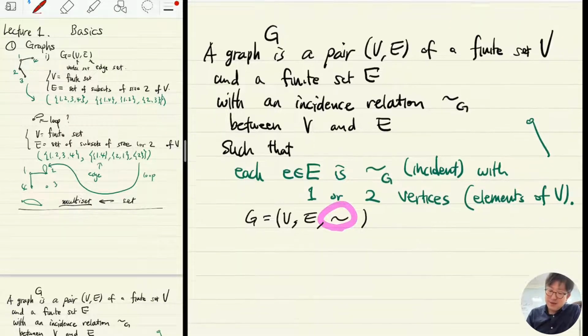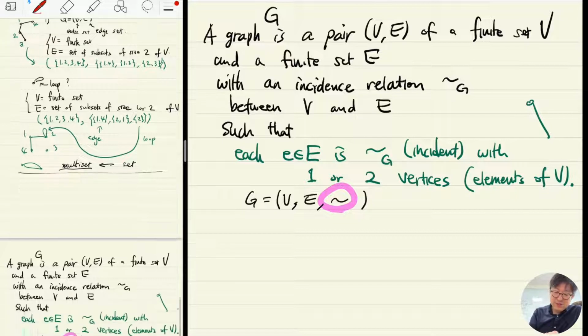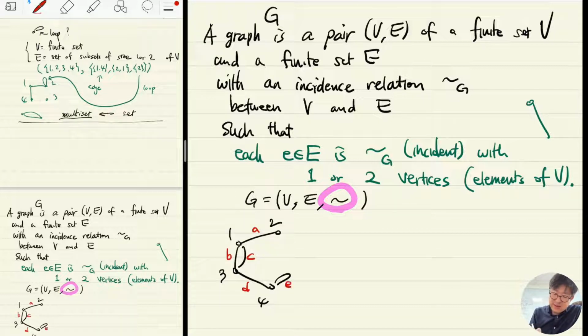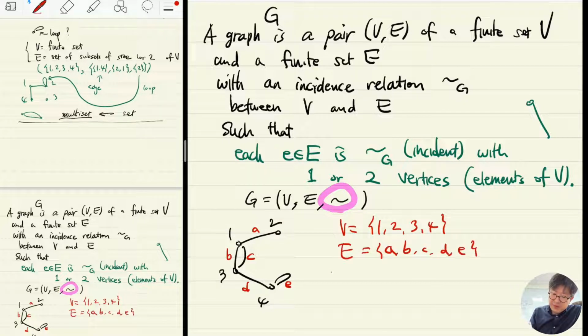All right, let me define a few more terms. For instance, I have to give you an example. If this is 1, 2, 3, 4, and I have parallel edges and loops, and now the edges have names A, B, C, D, E, then what is the graph? V is 1, 2, 3, 4, and E is A, B, C, D, E, and what is the incidence relation?